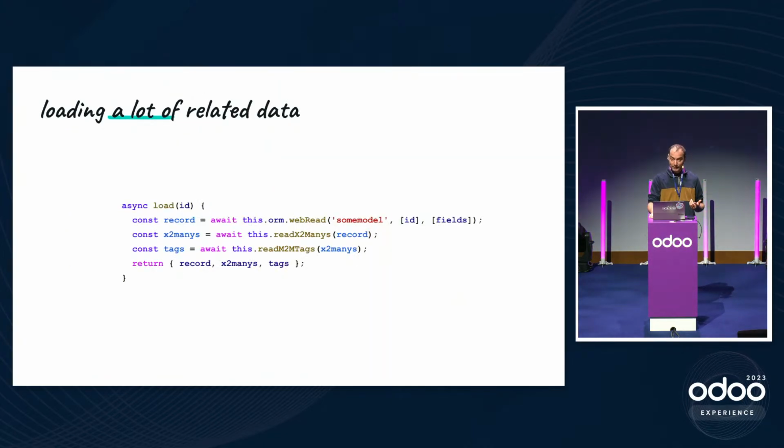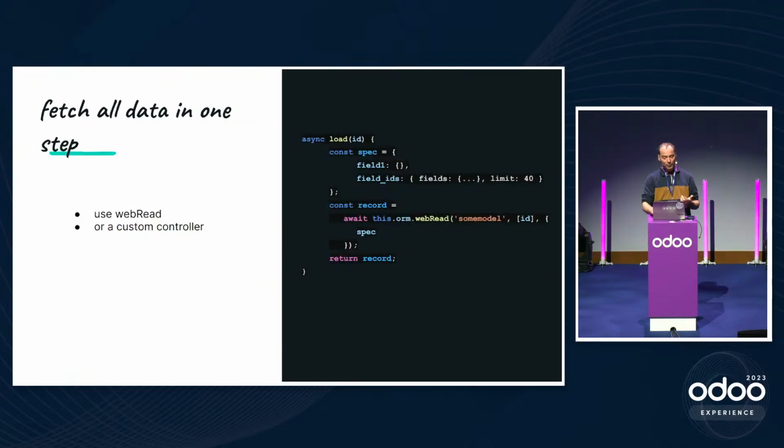Now, last tip that I want to give you is that you can sometimes load a lot of related data in one step. In this case, we have, let's say, 3 requests. We fetch a record, then some x2many fields, then some many-to-many tags inside those fields for some reason. And it's not independent, so you cannot do those requests in parallel. The way you can do it in a better way would be to use either our web read method, which can allow you to read nested data in just one request, or maybe you can create your own custom controller that will aggregate all the data that you need and send it back in one step. So that's one way to solve this problem.